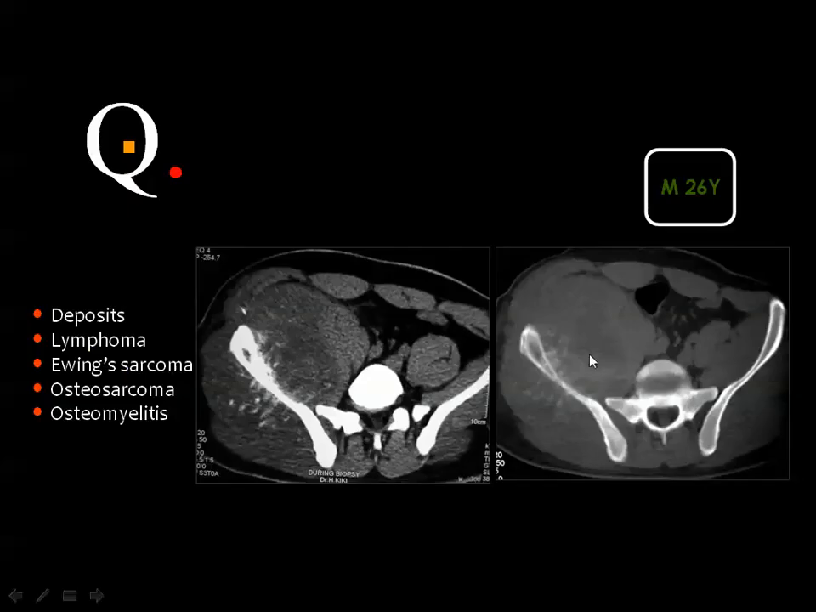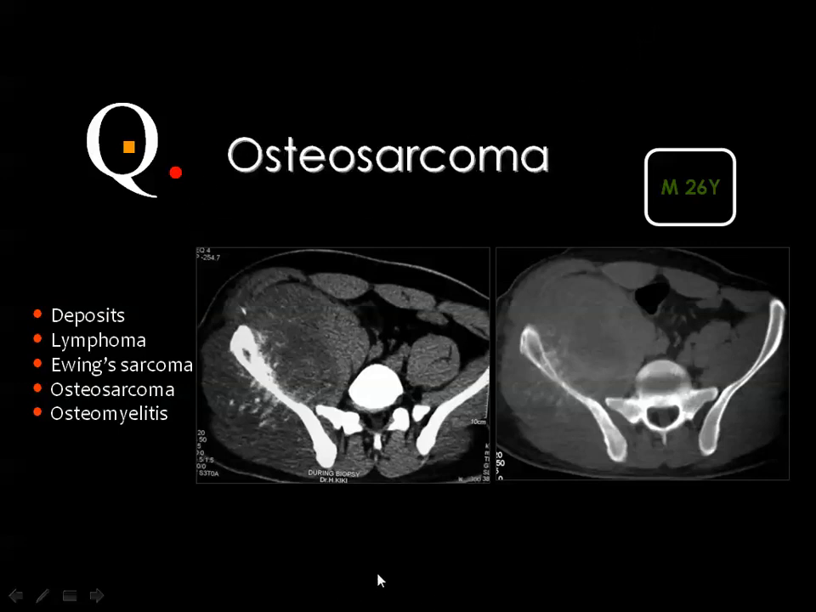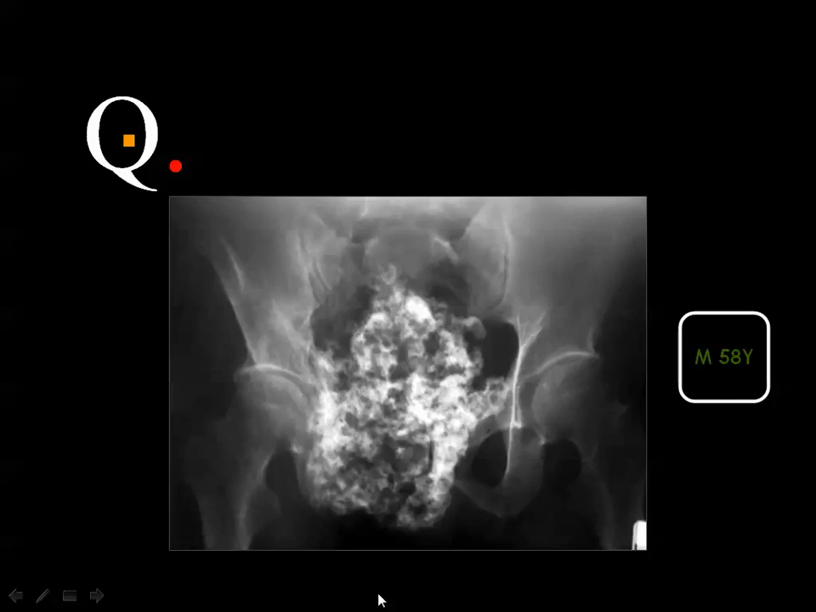Mass in the iliac bone with soft tissue component inside the pelvis and outside the pelvis, and these are the possibilities: deposit, lymphoma, Ewing sarcoma, osteosarcoma, osteomyelitis. Ewing sarcoma. طلعت osteosarcoma. ما تفرقش يعني Ewing والأوستيو قريبين جدا من بعض. Male 58 years old, X-ray of the pelvis showing this mass with calcification. Osteosarcoma of the pubic bone.